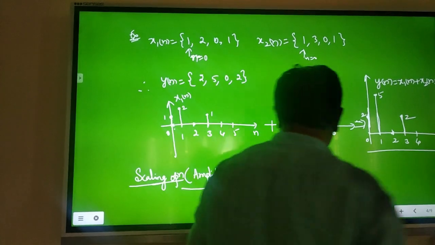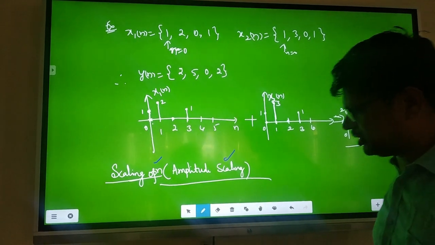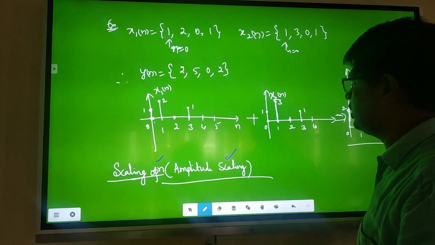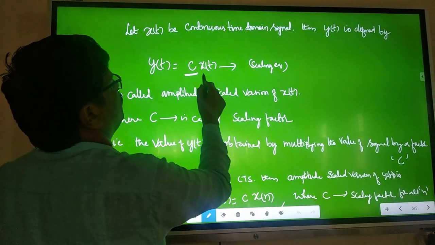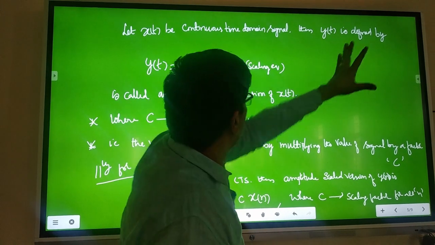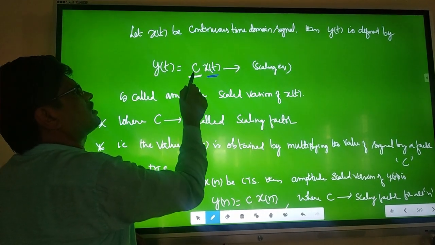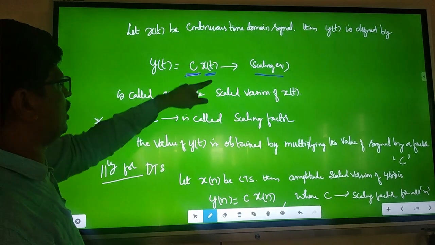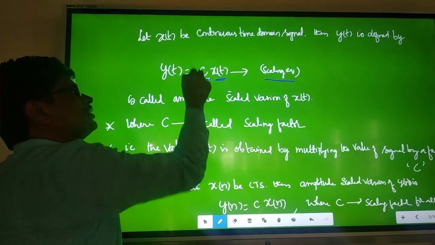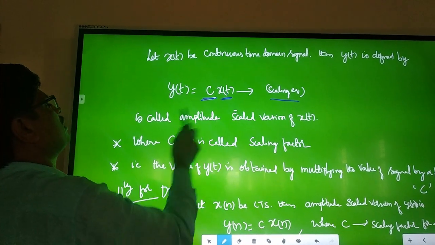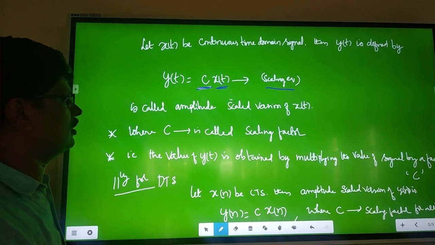Now similarly, the second case. How to use scaling operation is the next operation, also called amplitude scaling. What do you mean by amplitude scaling? Let x of t be a continuous time domain signal. Then y of t is obtained by multiplying x of t, the whole signal, the dependent variable, with a scaling factor c. This equation is called the amplitude scaled version of x of t, where c is called the scaling factor.